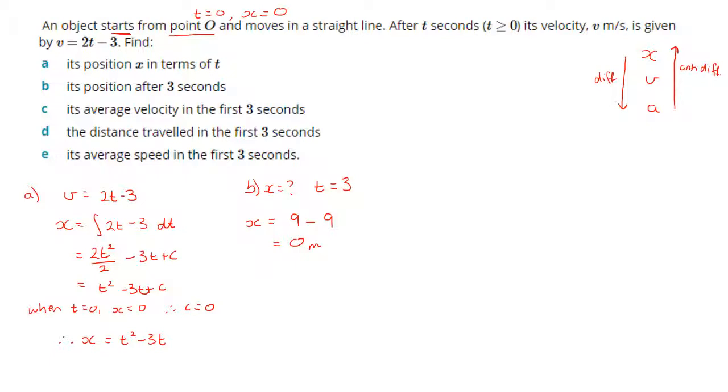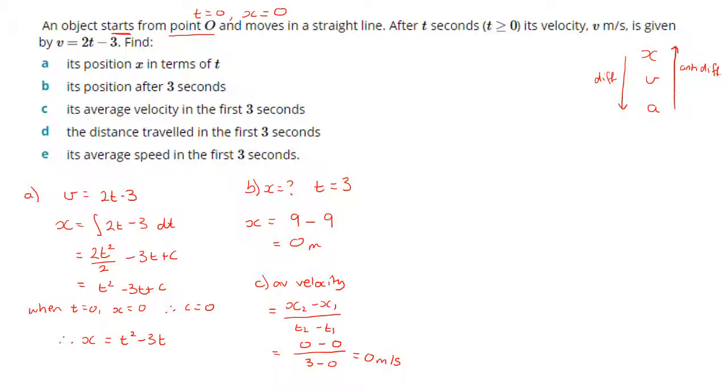To calculate its average velocity, if we remember the formula, we take our final x value minus our first x value over final t minus first t. So final x value is 0 minus first x value is 0, over t minus t, which just gives us 0 meters per second. And that's completely okay. The average velocity is 0 meters per second because we're ending where we started.